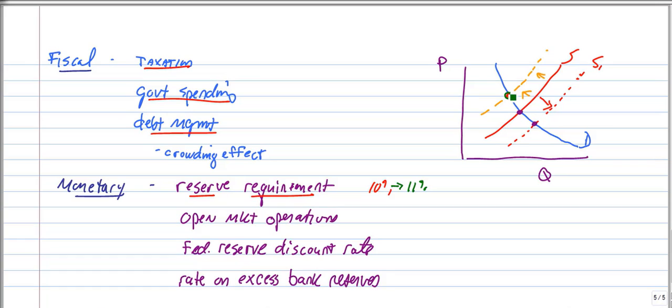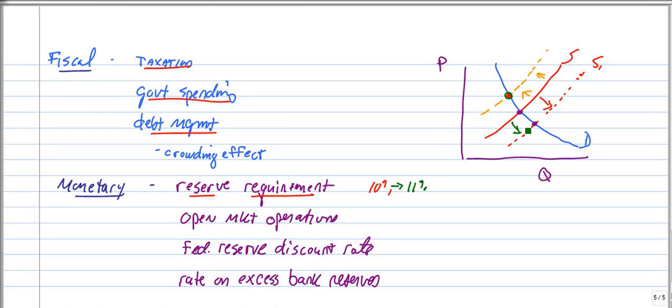That's going to drive up interest rates. If, on the other hand, the Fed had gone from 10% to, let's say, 8%, well, now banks can loan out more money. They don't have to keep 10% in with the Fed. They only have to keep 8%, so they can loan out that extra 2%. That's going to increase the money supply.